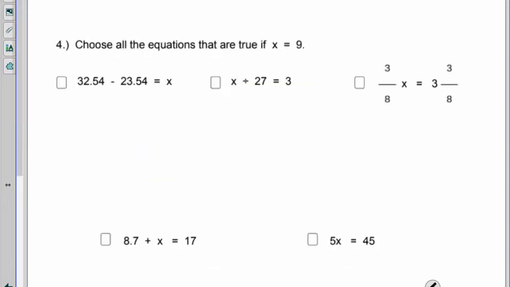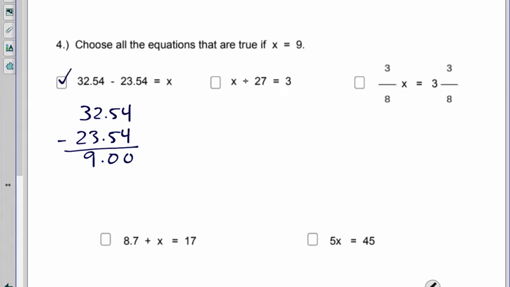All right, for this next one, we're going to choose all the equations that are true if x equals 9. Couple ways you could do this. You could solve each equation like we did in the first question. Or you could substitute in the value 9 and see if it's true. So let's see, this first one we have 32 and 54 hundredths. And I'm going to subtract. Decimal comes straight down. I get a 9. That is 9. I'm going to check it off.